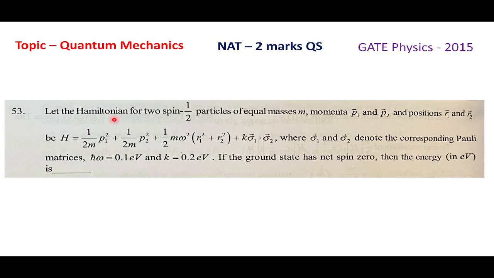Okay. So in this Hamiltonian of two spin half particles, there are three parts, if you can segregate them. So one is P1 square by 2m plus half omega square R1 square.